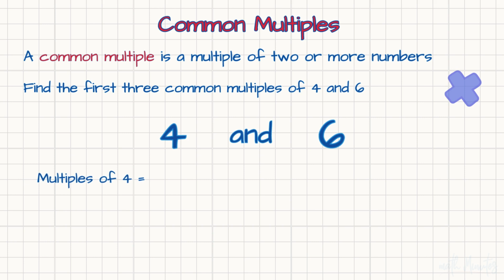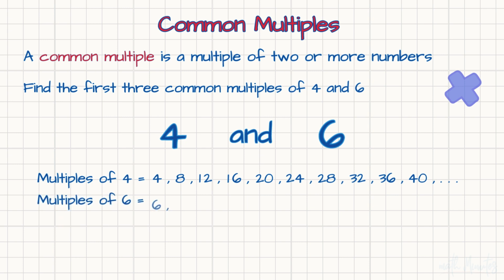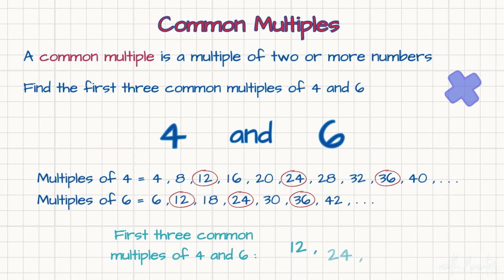The multiples of 4 are 4, 8, 12, 16, 20, 24, 28, 32, 36, 40, and so on. The multiples of 6 are 6, 12, 18, 24, 30, 36, 42, and so on. The common multiples of 4 and 6 are the numbers that appear in both lists, the first 3 of which are 12, 24, and 36.